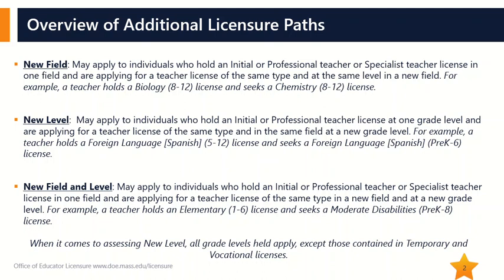For example, an educator who holds an initial academic elementary 1 through 6 license and an initial academic principal assistant principal pre-K through 8 license holds licenses that when combined cover the pre-K through 8 grade levels. New field and level may apply to individuals who hold an initial or professional teacher or specialist teacher license in one field and are applying for a teacher license in a new field and a new grade level. For example, an elementary 1 through 6 teacher seeks a moderate disabilities pre-K through 8 license.